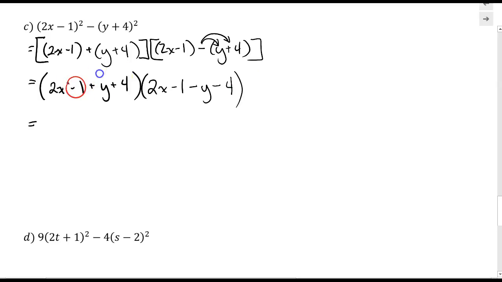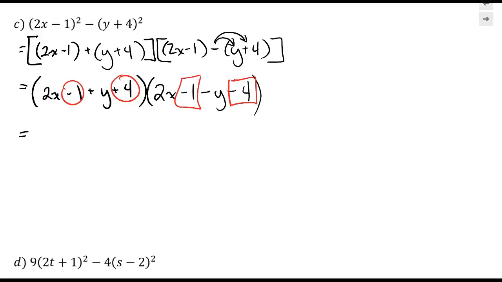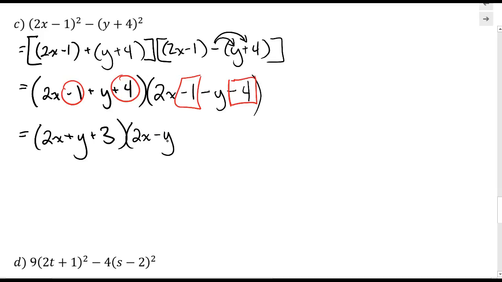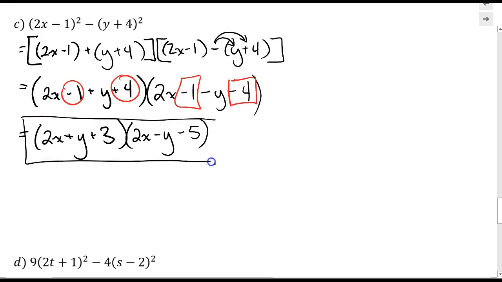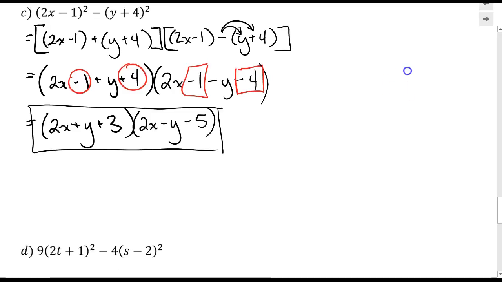Collect like terms within those brackets. We've got those two getting combined and these two getting combined. We cannot combine x and y because they're two different variables, so we're just going to combine constants. So we've got, I'll do this in black, 2x plus y plus 3, 2x minus y minus 5. And there's my answer. Those are the simplified factored versions.